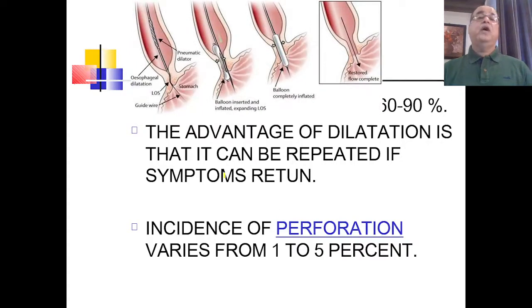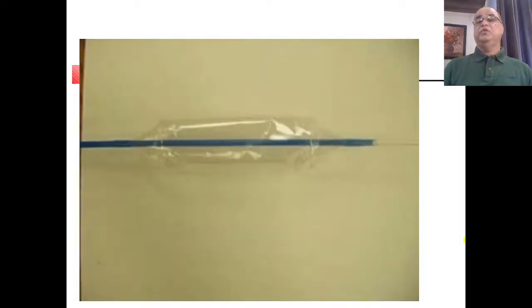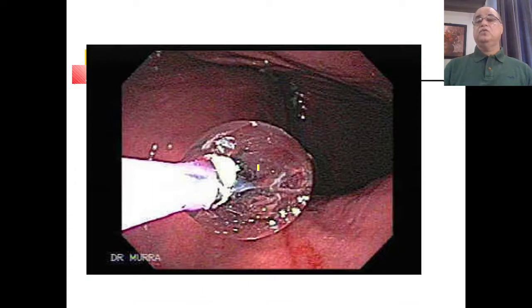And this is how endoscopically the catheter is passed. The balloon is at the lower esophageal sphincter level, and then it is inflated so that it causes the relaxation of the lower esophageal sphincter, and the food bolus will be passing into the stomach. This is the catheter with the balloon. Here the balloon is inflated in situ. Endoscopically you can see.